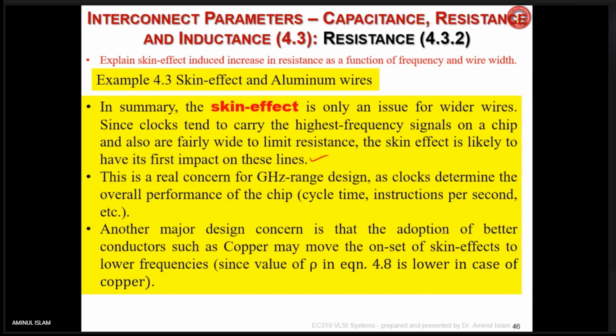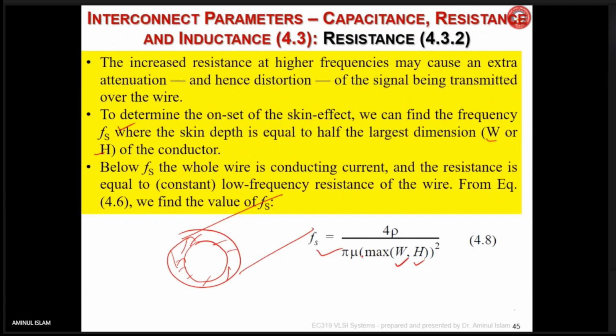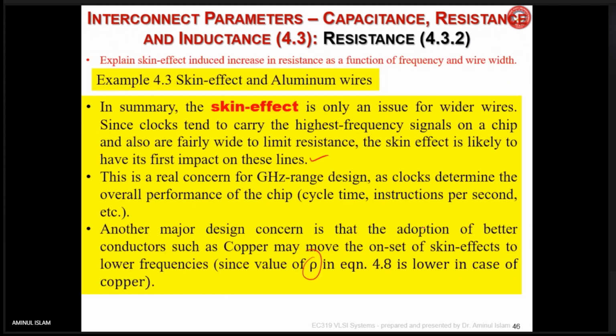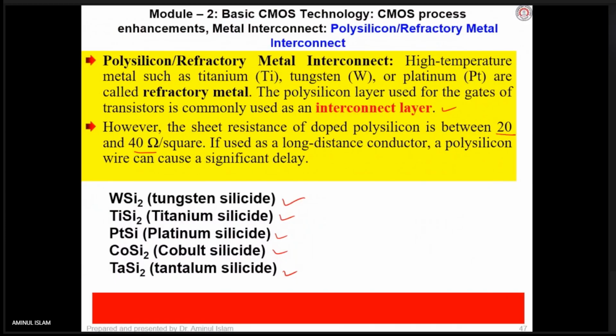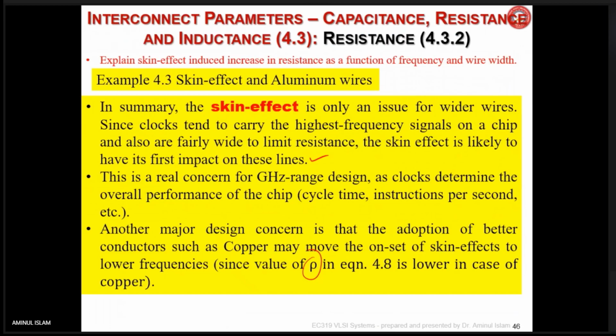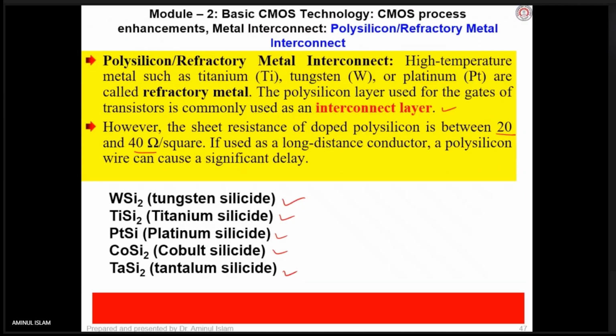Another major design concern is that the adoption of better conductors such as copper may move the onset of skin effects to lower frequencies. The frequency Fs has a component rho, and the value of rho is less in the case of copper. Because of that, if you use copper, it also is a problem.